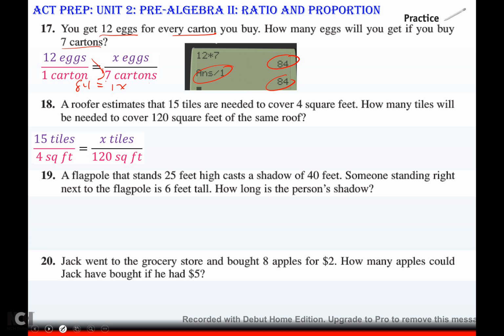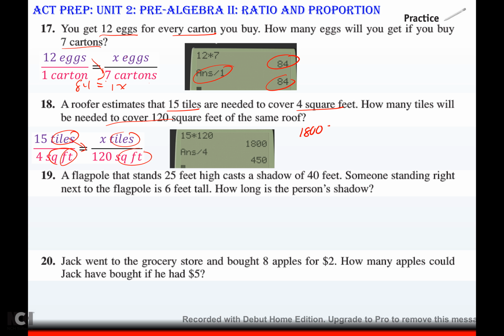Well, we set up the proportion. It gives me the first ratio: 15 tiles covers 4 square feet. Tiles, square feet. So this side has to be tiles over square feet. And they got to give me one of them. They gave me the square footage it covers, so I put 120 on the bottom. Cross multiply. I got 15 times 120, which is 1800, equals 4 times x, which is 4x. So to solve for x, I divide by 4, and I get 450.